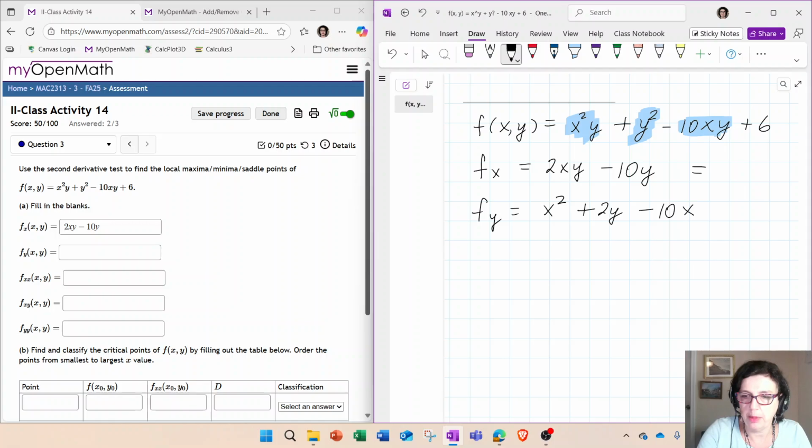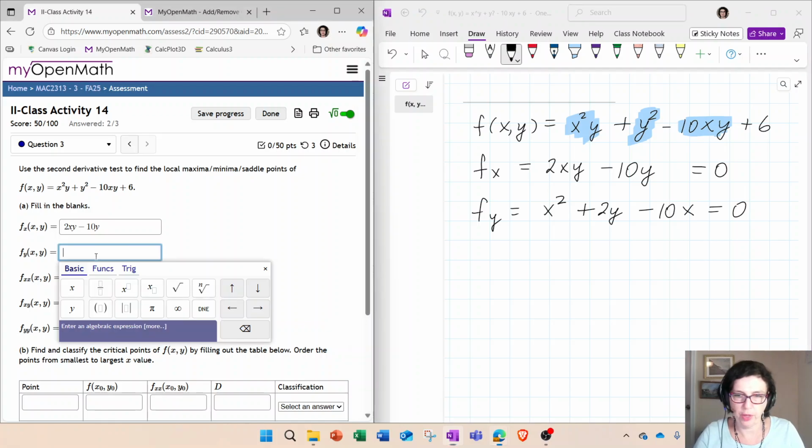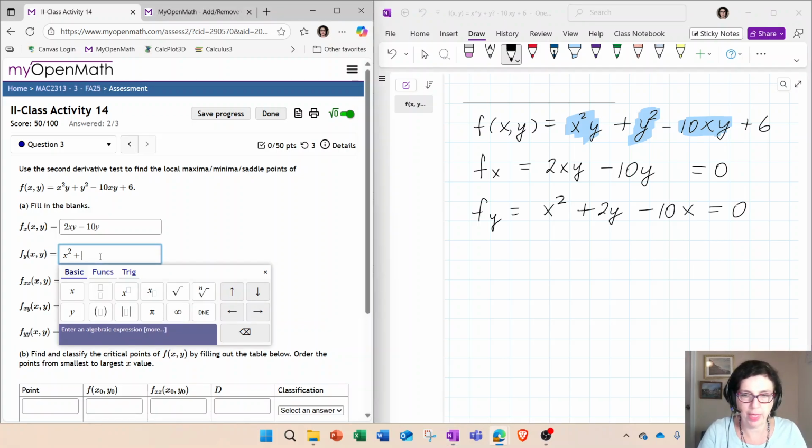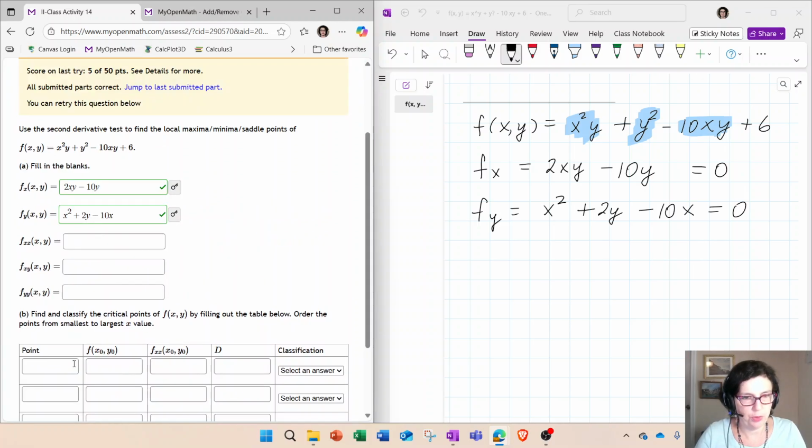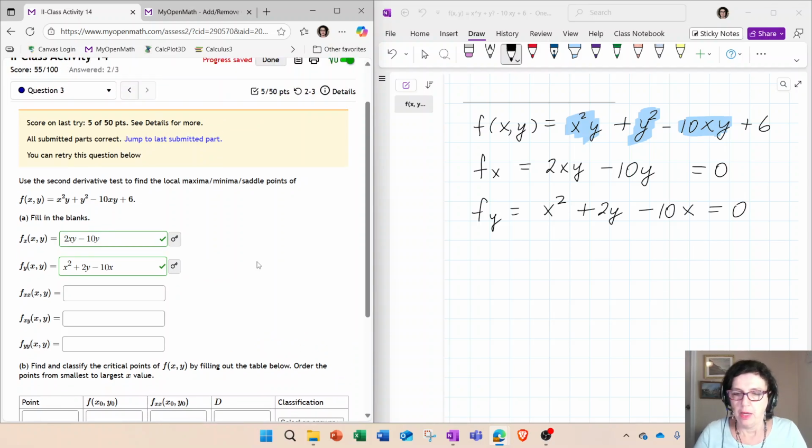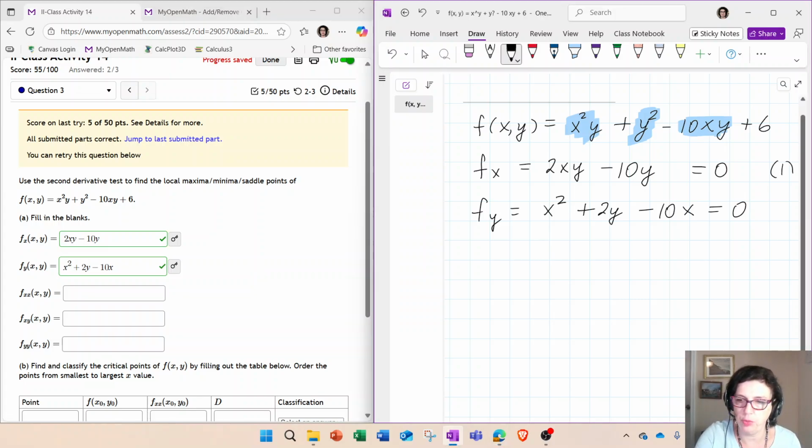Now, the next step is to set both of these things equal to 0 and see if we can solve for x and y. So here we actually have a non-linear system of equations to solve. So let me just substitute that to make sure. Okay, so how do we solve this? This is a very, very important example because you are going to need to do something like that on the test.